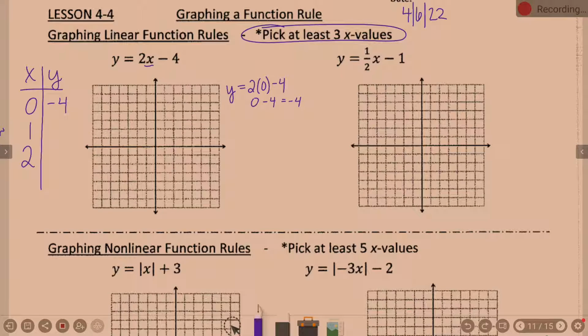Okay. Repeat the process. Put in 1. It's 2 times x minus 4, so this time I'm doing 2 times 1 minus 4. 2 times 1 is 2. 2 minus 4 is negative 2. We're going to be at negative 2.